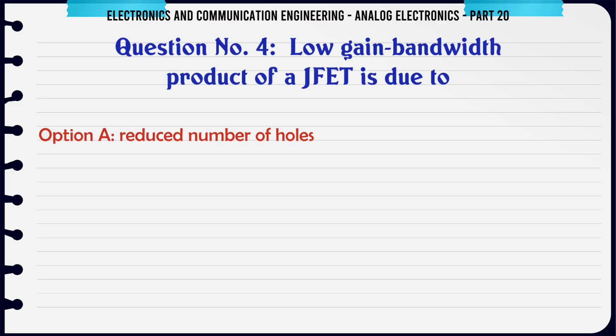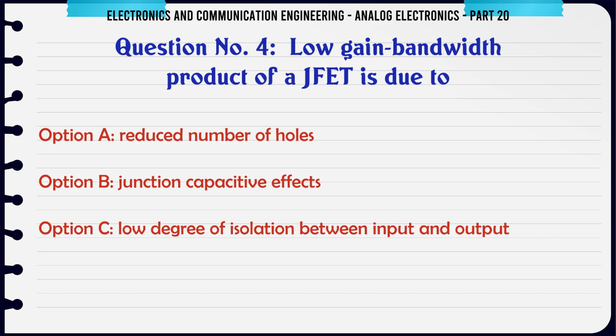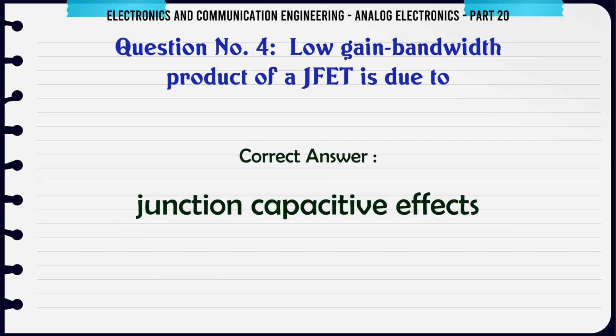Low gain bandwidth product of JFET is due to A. Reduced number of holes. B. Junction capacitive effects. C. Low degree of isolation between input and output. D. All of the above. The correct answer is junction capacitive effects.